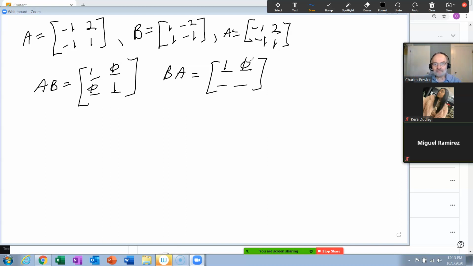The 2,1 entry here, second row, first column, second row of B times the first column of A would be 1 times a negative 1, which is negative 1, plus a negative 1 times negative 1, which is plus 1. That sure enough adds to 0. And then the 2,2 entry, second row, second column, that would be 1 times 2 is 2, plus a negative 1 times 1 is minus 1. Sure enough, that's a 1. So yes, both A times B is the identity matrix and B times A is also the identity matrix.